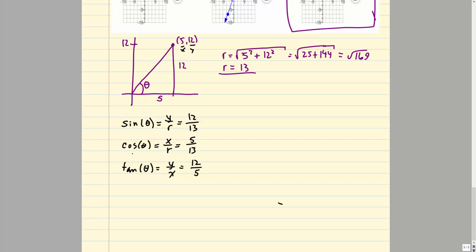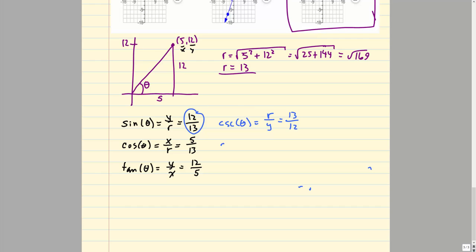So these are the 3 basic trig functions. Now let's go ahead and look at the reciprocals. So the reciprocal of sine is cosecant. So that's going to be r over y. So in this case r is 13 and y is 12. So again, it's just the reciprocal of the 12 over 13 that we see here.